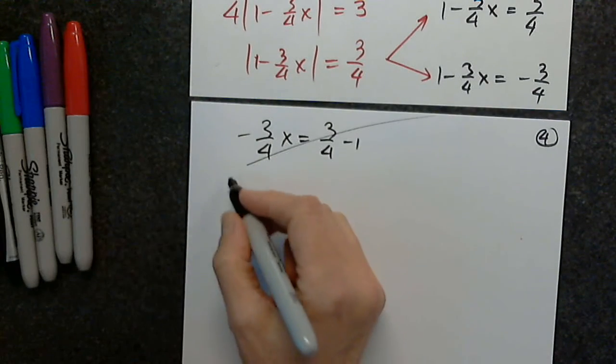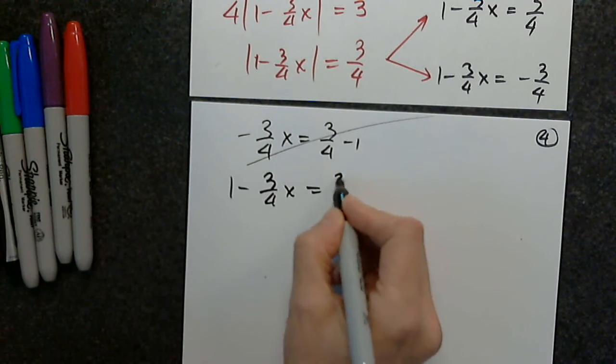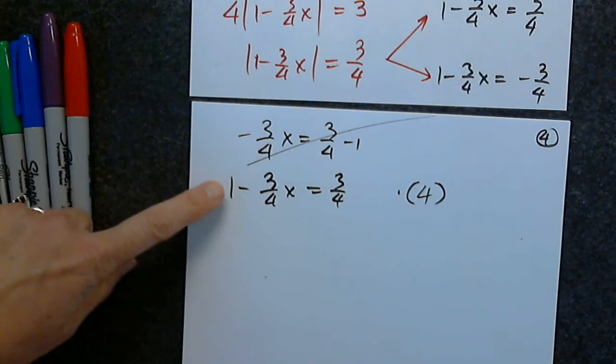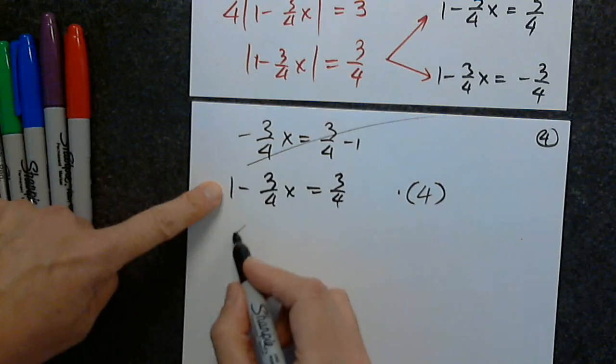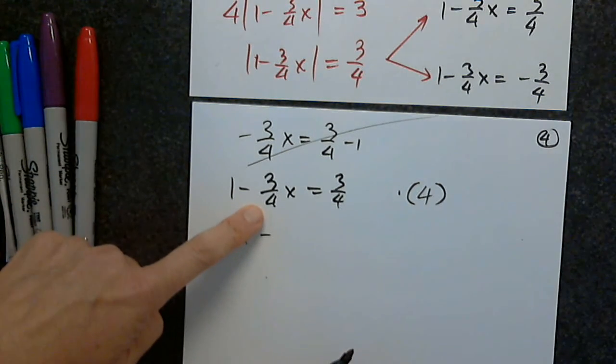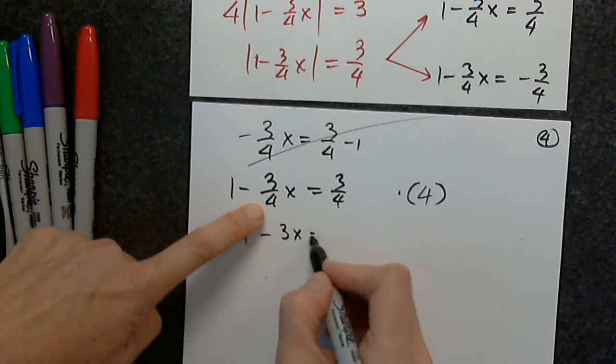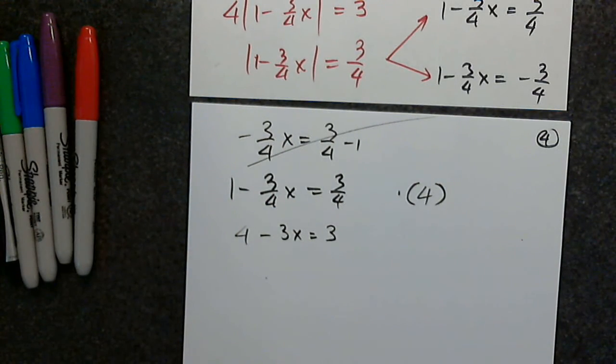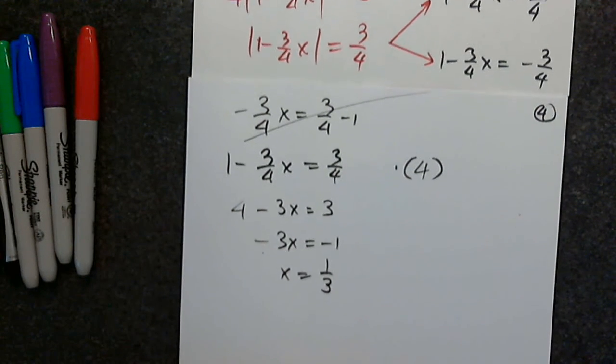So let's write the equation. The first one is 1 minus 3/4 x equals 3/4. In order to eliminate fractions, I will have to multiply by 4. I multiply everything by 4. When I multiply 1 by 4, I get 4. When I multiply the middle one by 4, I get 3x. And when I multiply the last one by 4, I get 3. So this is linear. We shouldn't even talk about it, right? We move 4 to the other side. Negative 3x equals negative 1, so x equals 1/3.